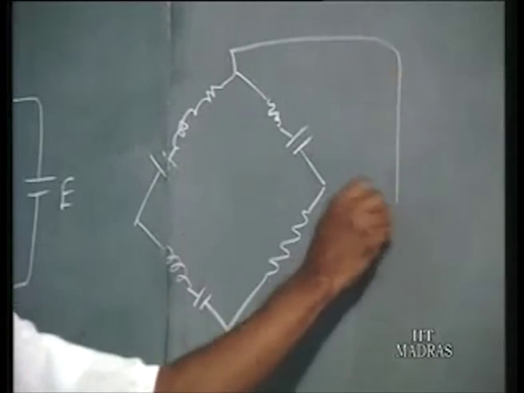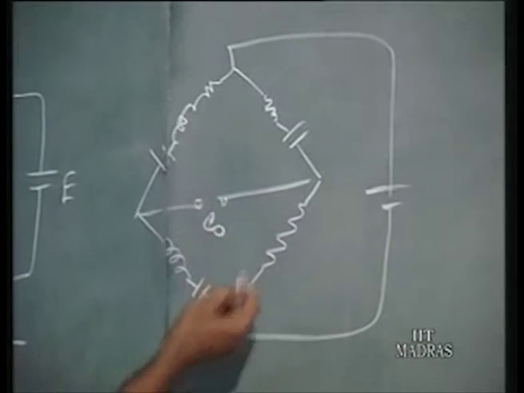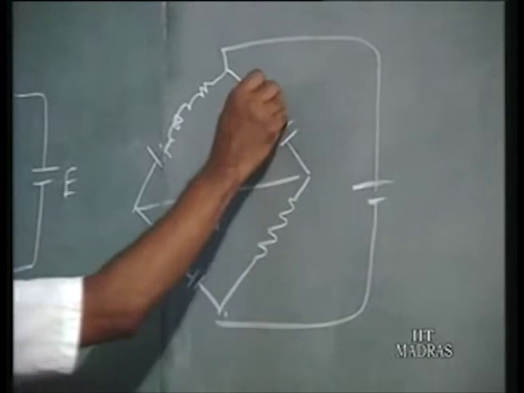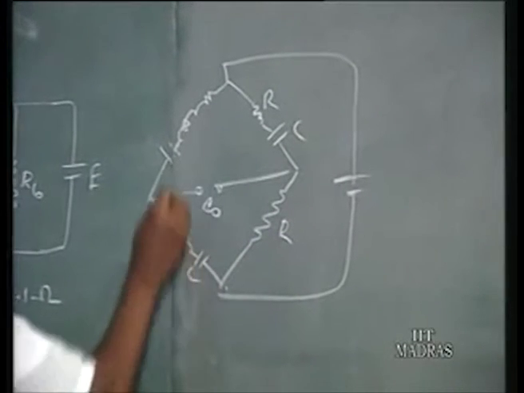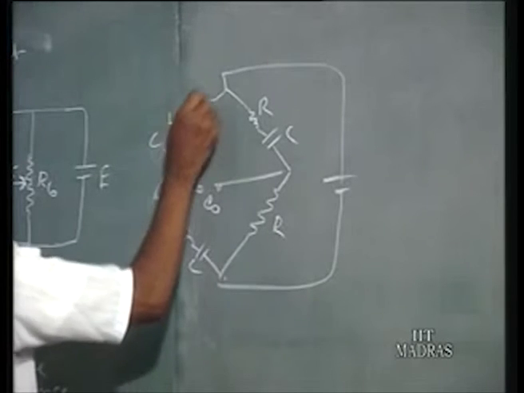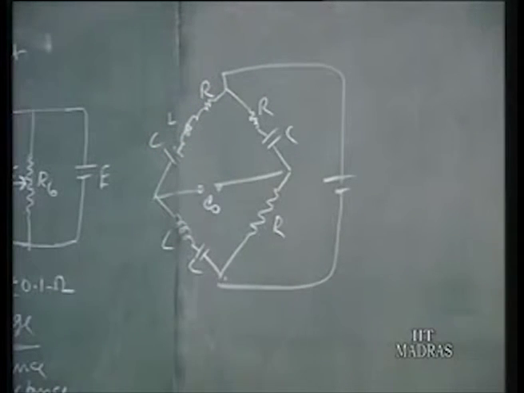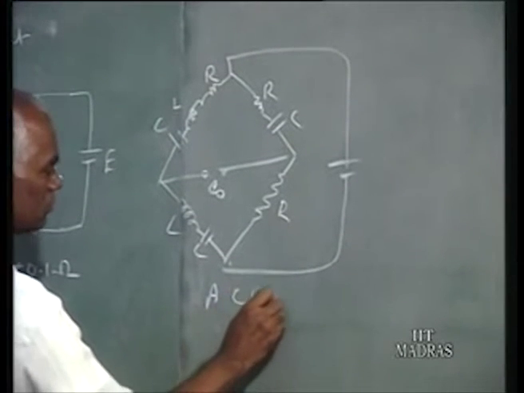So this is the AC bridge. Here we have got the output. This is an AC bridge with resistance, inductance, R, C, R, L, C, C, L, and R. So any combination can be thought of. This is a typical AC bridge.